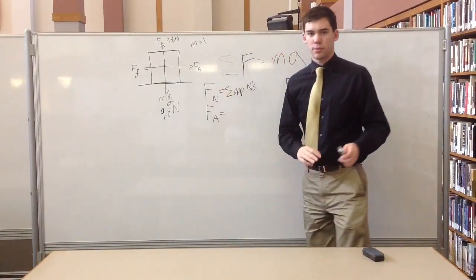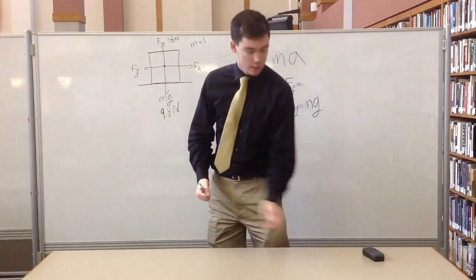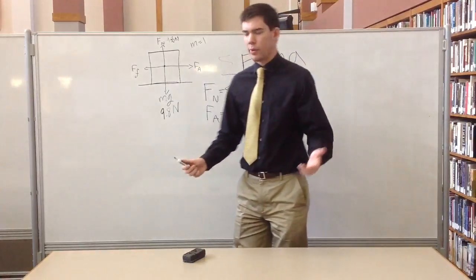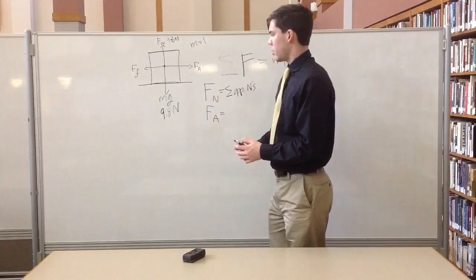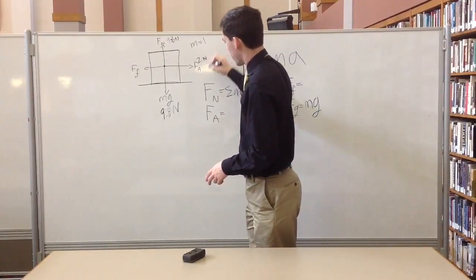The applied force is a number. That's how much we're pushing on the box. So we have this eraser, how much we're pushing on the eraser. So there's no real equation for that. Let's say in this instance, the applied force was 2 newtons. So there were 2 newtons going this way.